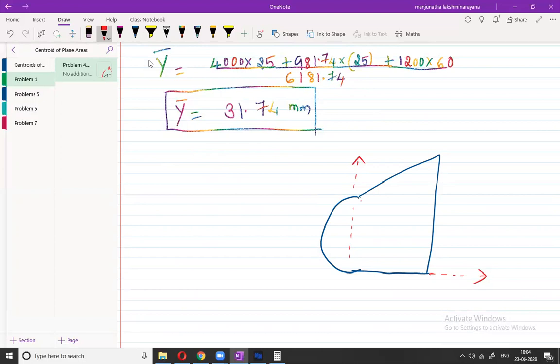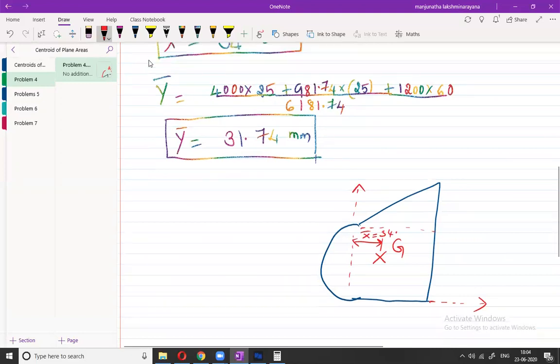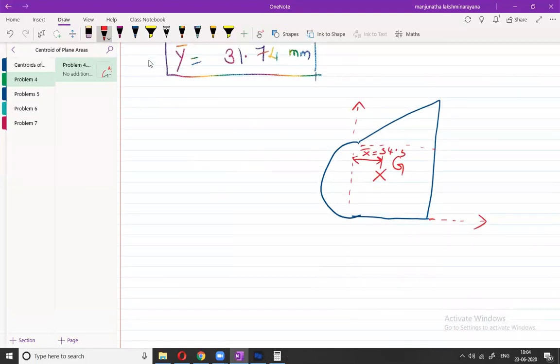Okay, right? So this is how the given figure is. The total centroid, the entire centroid, let it be G. So that value is x bar equal to 34.55. And the G from the x-axis is given by 31.74 mm. After you calculate the value, you should also show this figure with these values. Then only the given problem is complete.